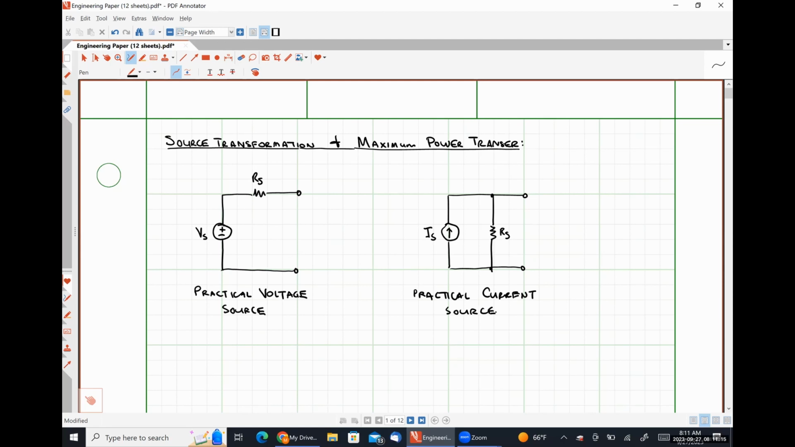So what we are going to figure out today is how we can transform between these two representations. So let me talk a little bit about what I mean by that. If we had some load resistance RL connected across the terminals of either of these sources, that load resistance would have some voltage drop over it and some current flowing through it.